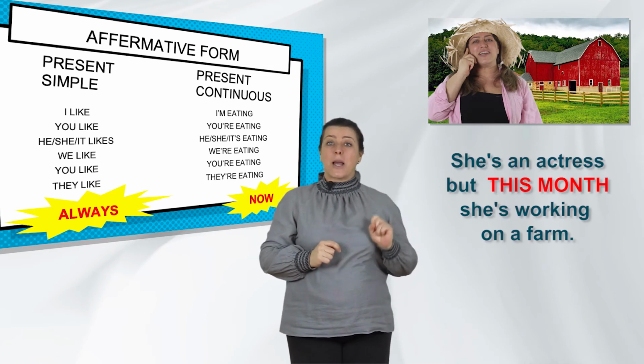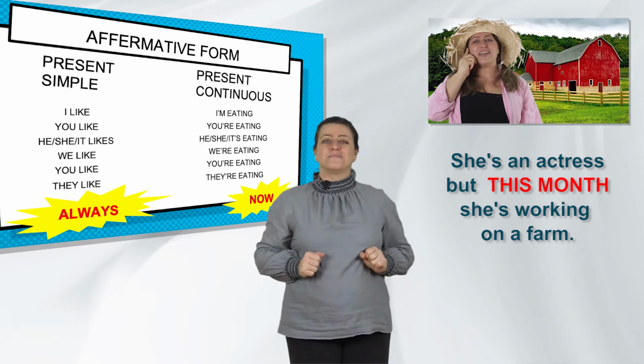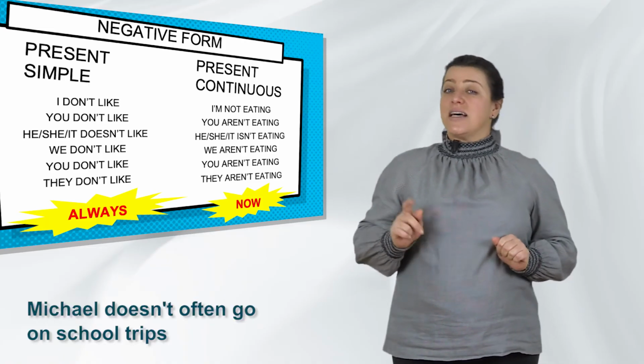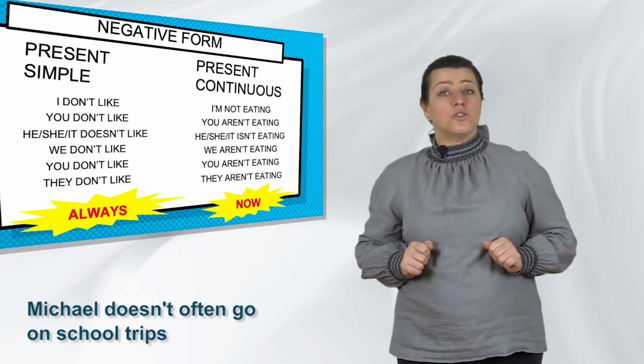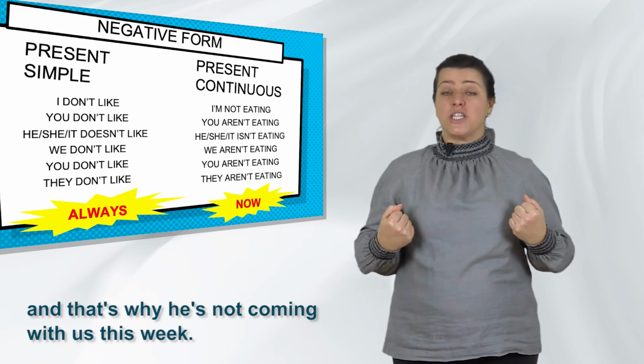She's an actress, but this month she's working on a farm. Negative form. Michael doesn't often go on school trips, and that's why he's not coming with us this week.